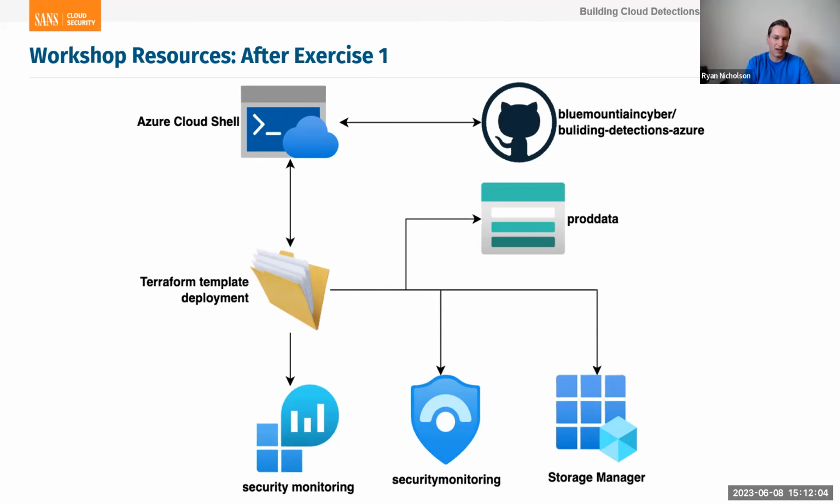It's going to be called prod data, but it can't just be called prod data for the hundreds of people that are attending this workshop, because in Azure, storage accounts must be named uniquely across all of Azure. So we've introduced some randomness into it. So it will begin with the word prod data and have some random suffix at the end of it.